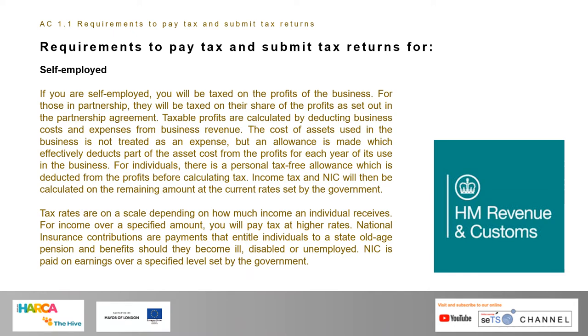Tax rates are on a scale depending on how much income an individual receives. For income over a specified amount, you will pay tax at higher rates. National insurance contributions are payments that entitle individuals to a state old age pension and benefits should they become ill, disabled, or unemployed. NIC is paid on earnings over a specified level set out by the government.